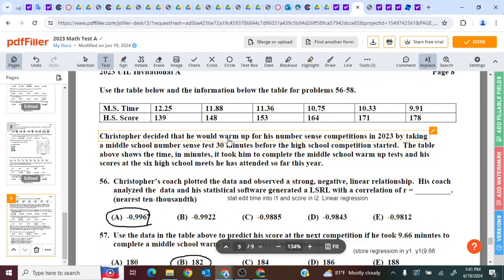2056. Christopher is warming up by taking number sense test. This is the amount of time he took. So this is the score he gets. This is going to be a linear regression problem. Stat edit this stuff into L1, this stuff into L2. Sort, go to calculate linear regression, store the thing in Y1, and you will get an R value of negative 0.9967. If it doesn't show an R value, you need to go to mode on your calculator and then press on to stat diagnostics. And if you do that, you'll get this R value right here.